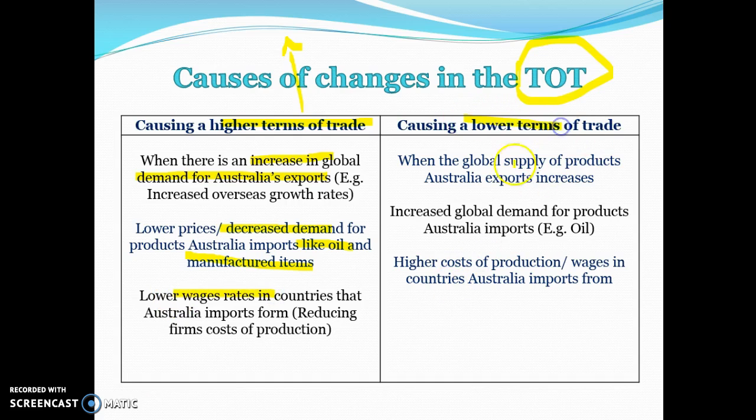A lower terms of trade comes from an increase in global supply. So the investment, the infrastructure spending that we created in the mining sector, caused a decrease in prices and therefore caused a lower terms of trade. Increased global demand for products that Australia imports, so if oil prices go up, that'll cause a lower terms of trade. If there's higher production costs or wages in countries we import from, that's also going to cause a lower terms of trade because import prices will rise.